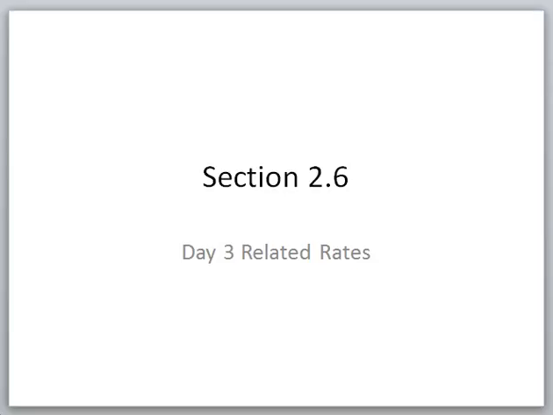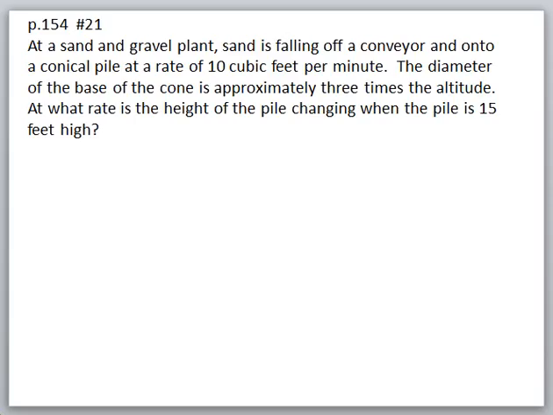This is going to be my last related rates example. What we have going on here is a conveyor belt, and the sand is falling off the conveyor belt into a conical pile. It says that the conical pile's volume is changing at 10 cubic feet per minute.